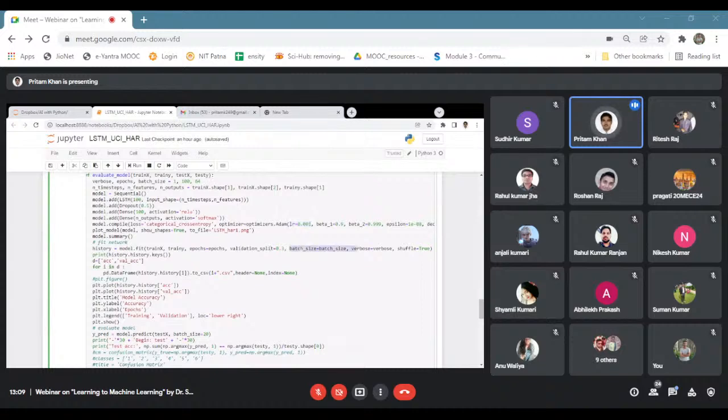Next, batch size I have put, verbose equal to 1 I have already put earlier. Next, shuffle equal to true.